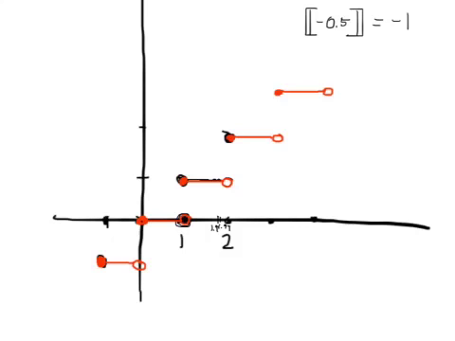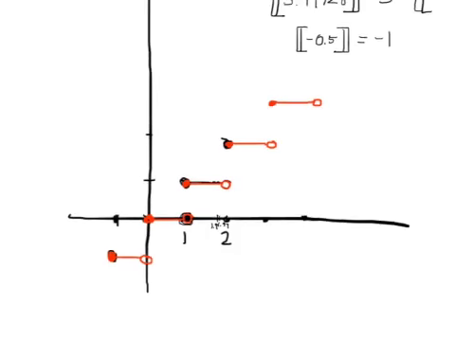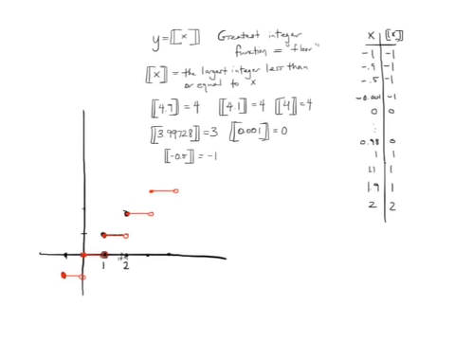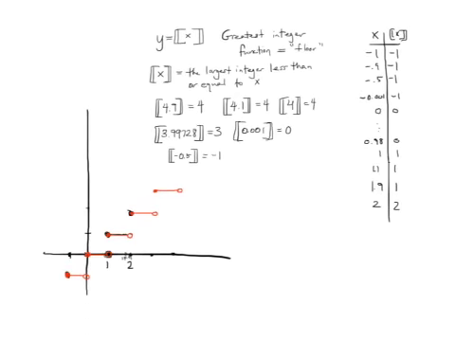So again, what's happening is I'm plugging in 2 and I'm zapping all the way up to 2. But as soon as I move to the left of 2, I'm back down to constantly 1, until I get to 1. I cross slightly to the left of 1, and I'm back down to 0. And so on. So there you go. There is a brief tutorial on the greatest integer function.